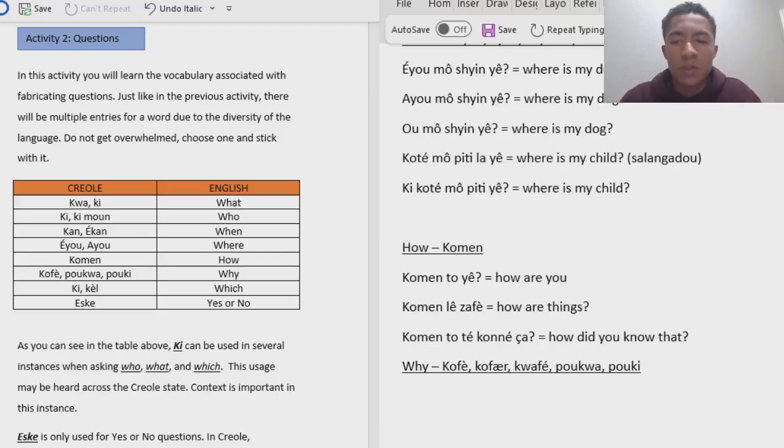Which one do you like the most? Personally, I hear and I use kofar. Everybody I know around me uses kofar. So, kofar, tout est fait ça. Kofar, tout est fait ça. You might hear this in the Zydeco song. Why did you do that?